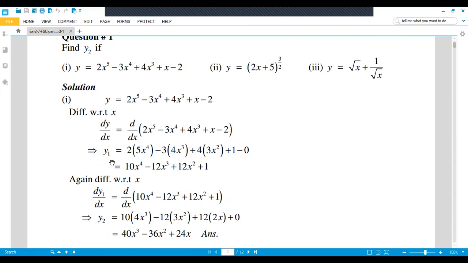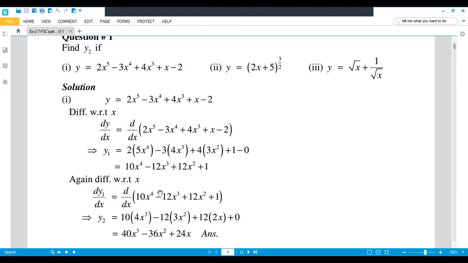So what do you get? y1: 5 2s are 10, 10x power 4, 3 4s are 12, minus 12x cube, plus 4 3s are 12, 12x square plus 1. Now again you differentiate with respect to x because you have to find y2, which means you take the derivative of the given function twice. So dy1 divided by dx, the derivative of this function 10x power 4 minus 12x cube plus 12x square plus 1.